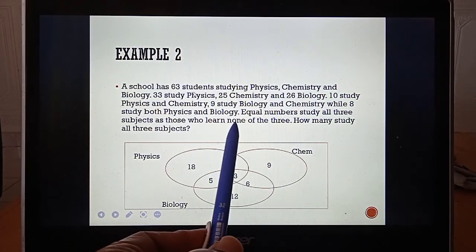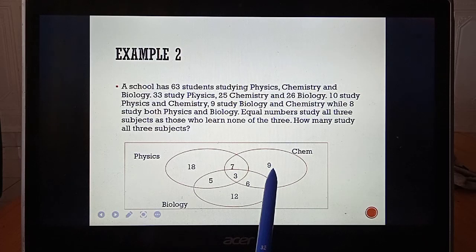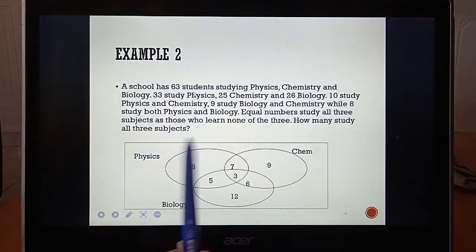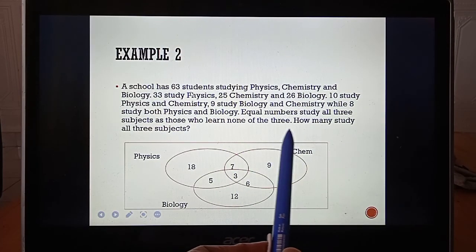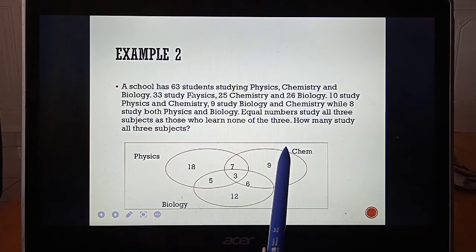Okay, and 9 study biology and chemistry. So yang ni 6 dengan 3, 9. Okay, 8 both study physics and biology. Physics and biology is 5 times 3, 8 ni. Okay, equal number study all 3 subjects as those who learn none of the 3.